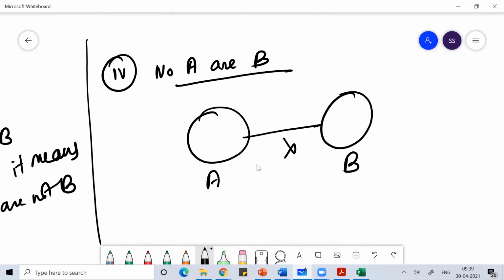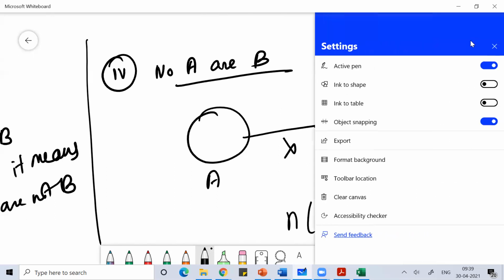If I talk in the language of probability, we say that such kind of events are disjoint events or mutually exclusive events. In terms of set theory, for such events, the intersection of A and B would be a null set. So there is no intersection between them. Anyway, we're not going to discuss the mathematical concept here.